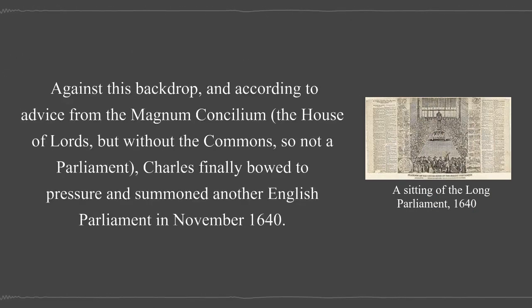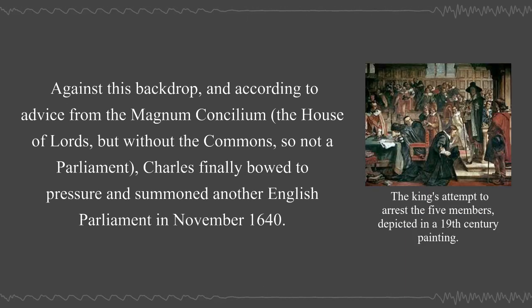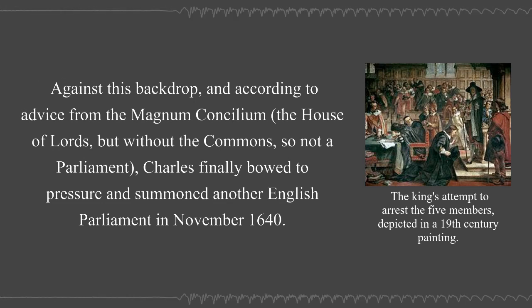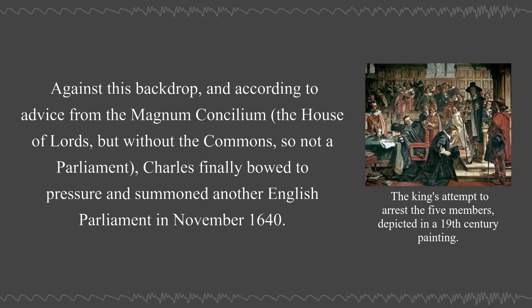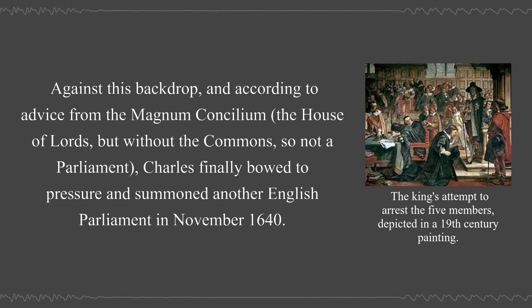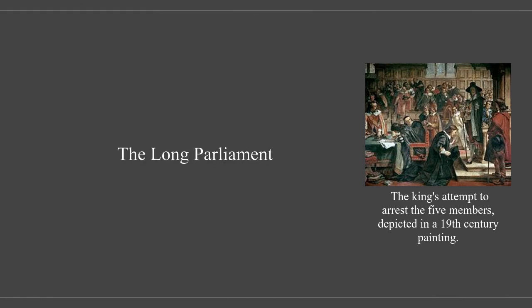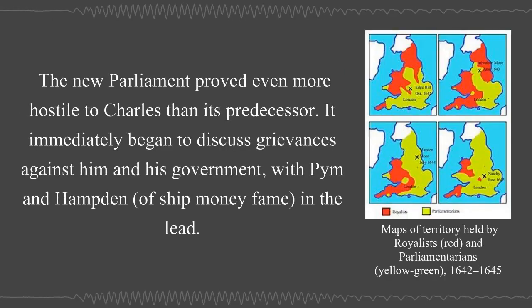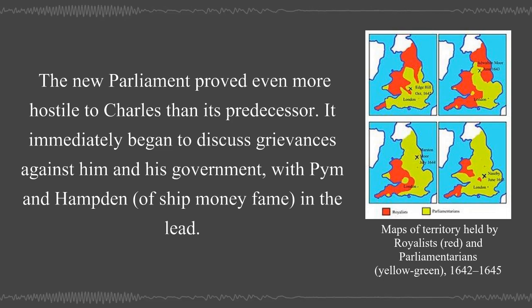Against this backdrop, and according to advice from the Magnum Concilium, the House of Lords, but without the Commons, so not a parliament, Charles finally bowed to pressure and summoned another English parliament in November 1640. The new parliament proved even more hostile to Charles than its predecessor.